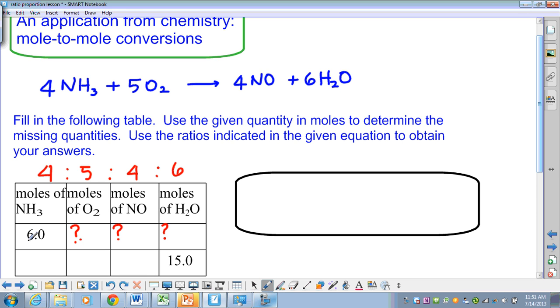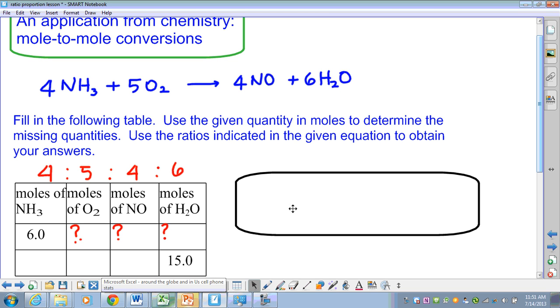Okay, so since we're given 6.0 moles of NH3, our job is to determine the number of moles of oxygen, and we know that this ratio must hold true, the ratio of 4 units of the first quantity to 5 units of the second quantity. So if it's a 4:5 ratio, it will be 6 to what? That's the ratio and proportion question we're dealing with here. First, I'm going to solve this with the equation method, and then with the chemistry conversion method.